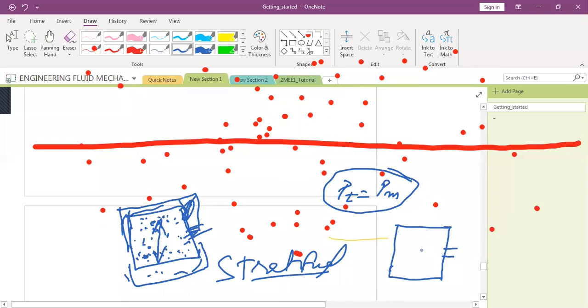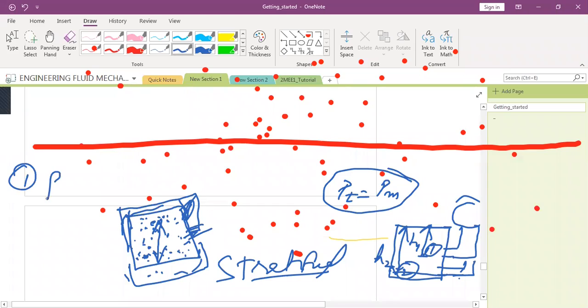Any doubts? So this is the gauge, and say this is at height H1. I have another point at height H2. So what will be the pressure at point 1 and the pressure at point 2? At point 1 it will be rho G H1. At point 2 it will be rho G H2. Is that clear? Yes, sir.